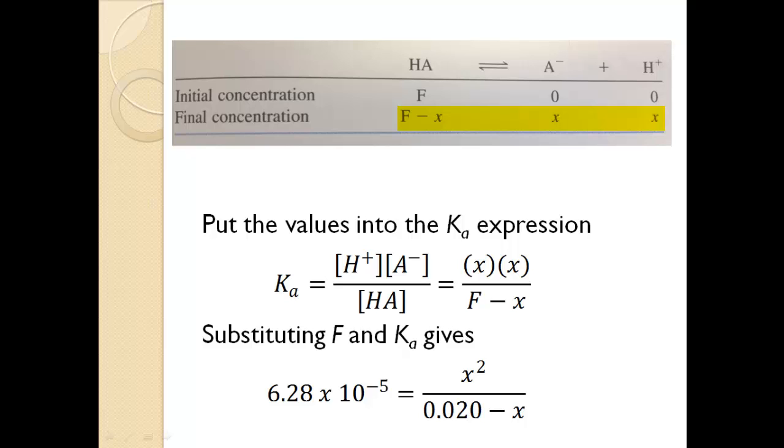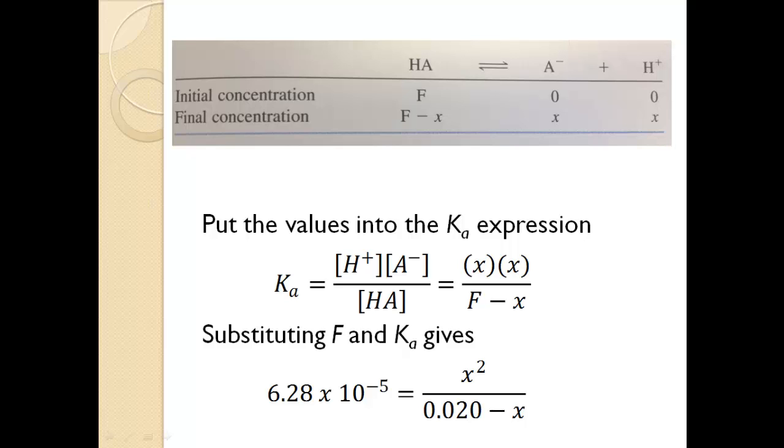If we put this table or this stuff that we've written down into our Ka equation, it can look something like this. At the end of the reaction, you're going to have X, X, and then HA will be F minus X. You can use this to figure out what we need to know. Like I said, we can substitute F for 0.020, and the Ka was actually given to us.